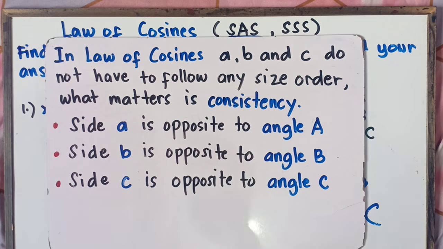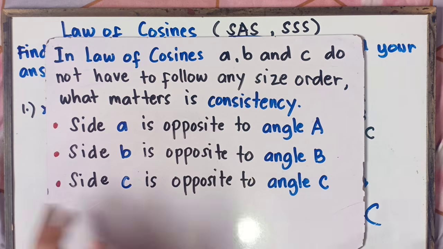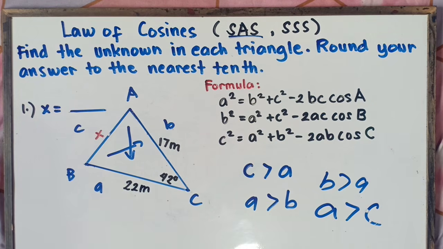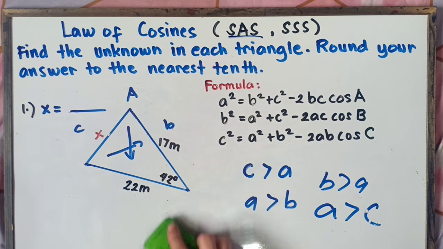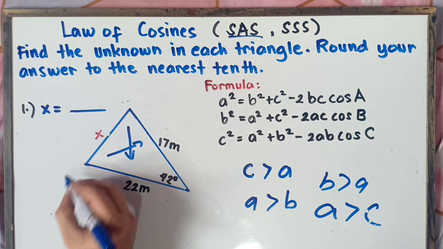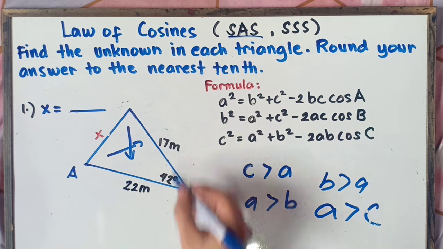As long as side A is opposite of angle A, side B is opposite of angle B, and side C is opposite of angle C. I hope it's clear for you with this one, class. So it's up to you which you prefer. I can make this one A, B, C, so let's have that one A, B, and then C.